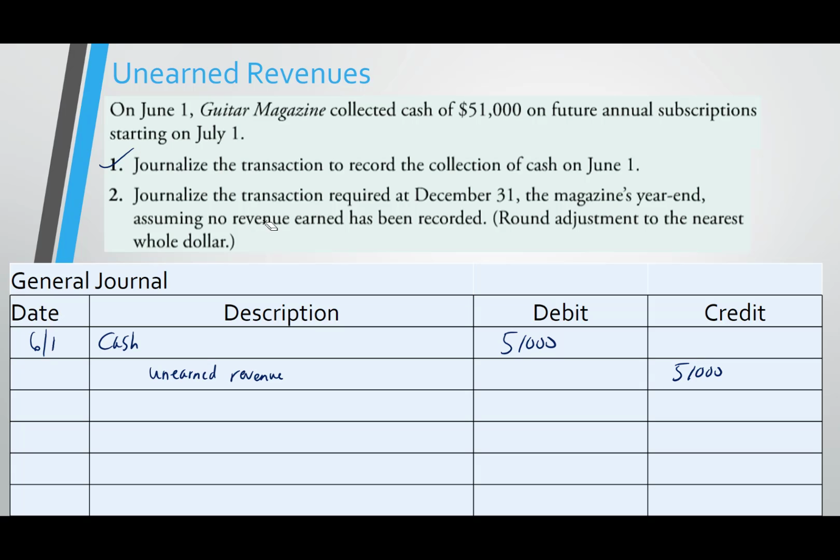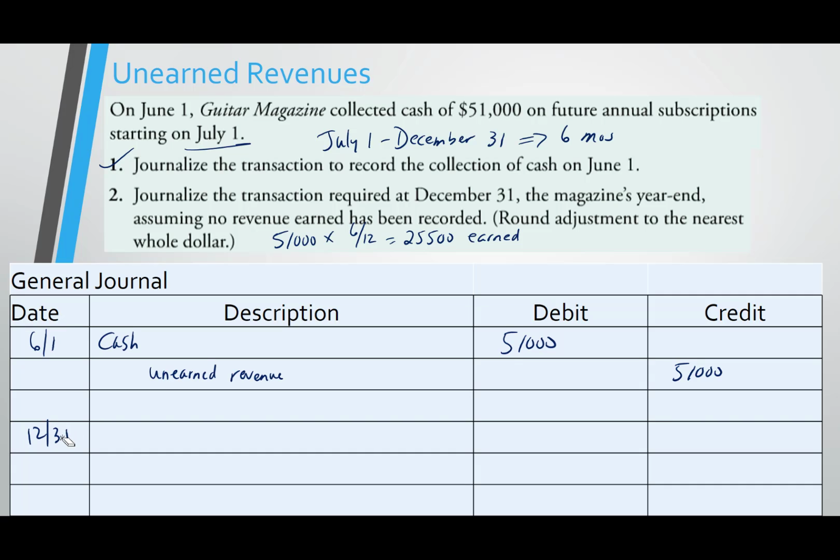And the second journal entry now is we have to take the $51,000 and determine how much of that we have earned during this past year. Okay, so if you look at this, basically the annual subscriptions start on July 1st. So we have to look from July 1st all the way through the end of December. So that really is half a year or 6 months. So I will take $51,000 times 6 out of 12 months, and that comes out to be $25,500 that we would have earned.